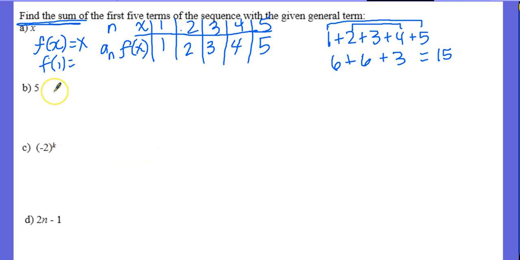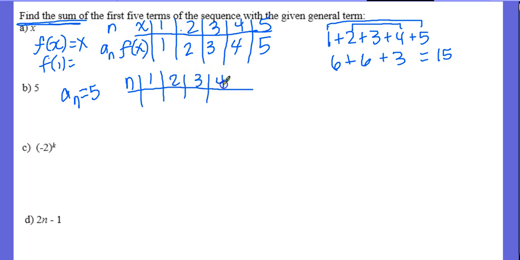You have 5. That's a constant. I don't see a variable. So you know what that means? My a sub n equals 5. All the time, it's 5. There's no variable. That means it's unchanging. So it doesn't matter what position it's in. 1, 2, excuse me, 3, 4, or 5. It's always going to be 5.